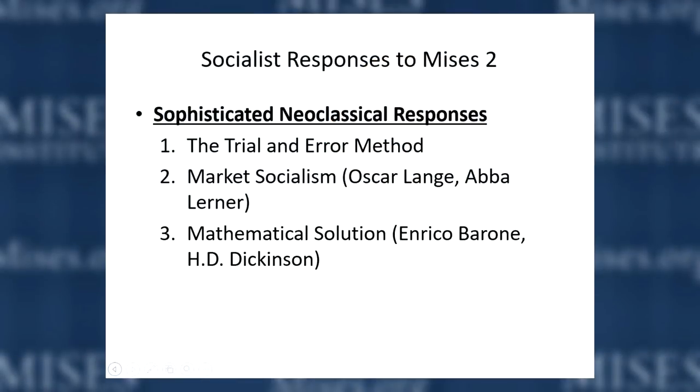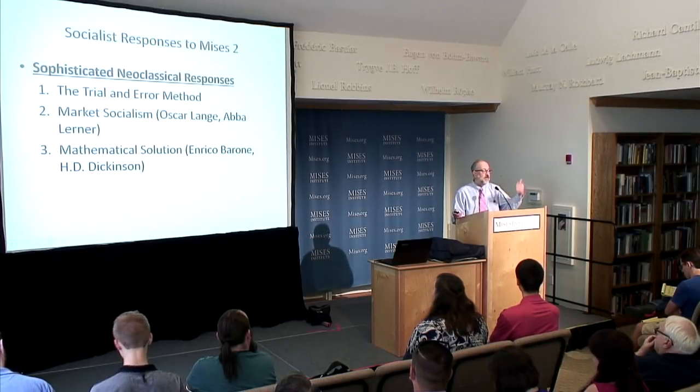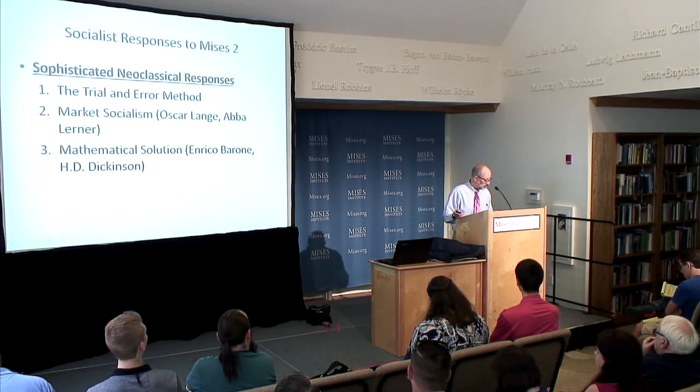Then there were sophisticated responses in the 1930s. In the 1920s, those naive responses that I was talking about to Mises were mainly by German economists. But then when Hayek went to Great Britain from Austria, he brought with him some of the ideas of the socialist calculation debate that Mises had developed, and he developed them on his own and published a book of writings on socialism by himself and Mises and others.